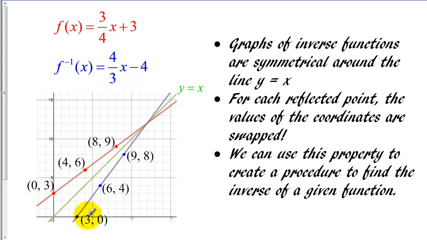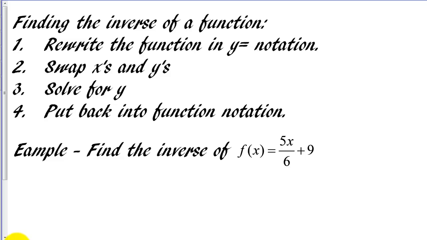I've written their coordinates, and you could notice that the x and the y here were 0 and 3. Here we have 3 and 0. They're flipped. Here the x and the y is 4, 6, and 6, 4. They're flipped. So for all inverse functions, if we graph them, the reflected points, the values of the coordinates are swapped. The x's and y's are swapped. So we're going to use that to create a procedure for how we can find the inverse of a function.